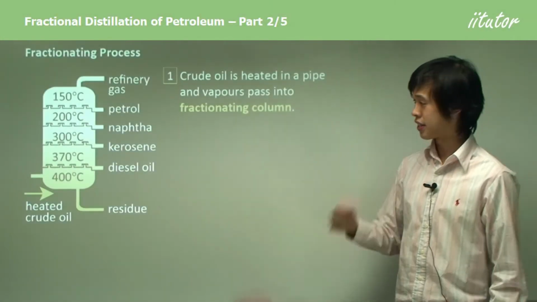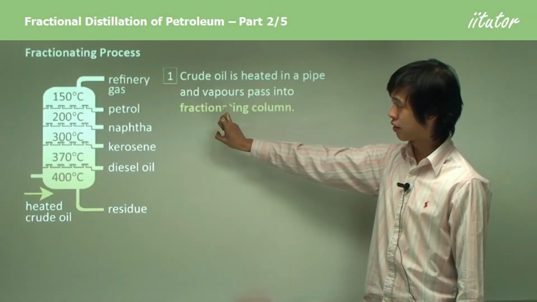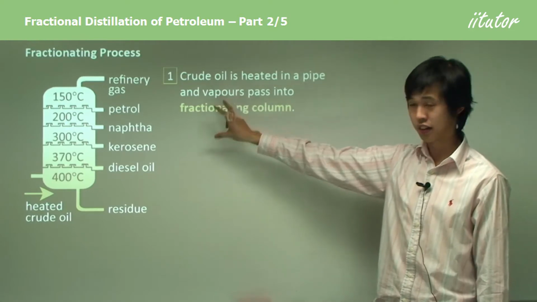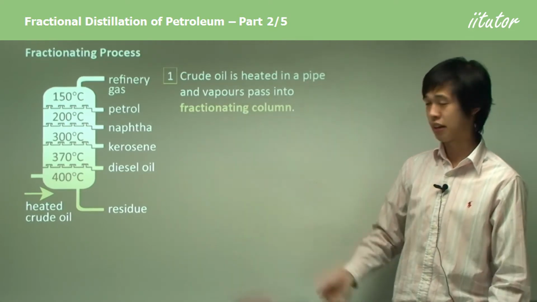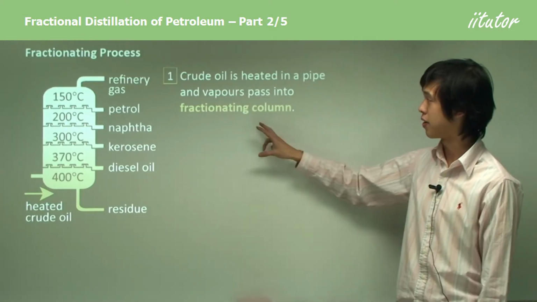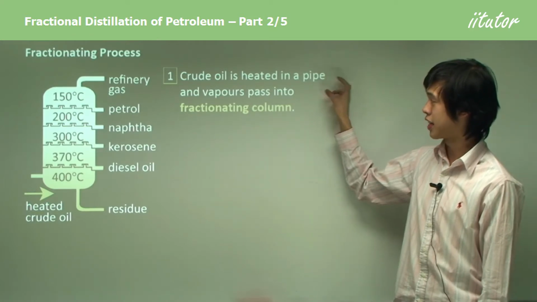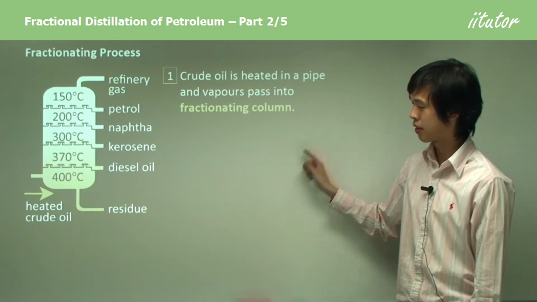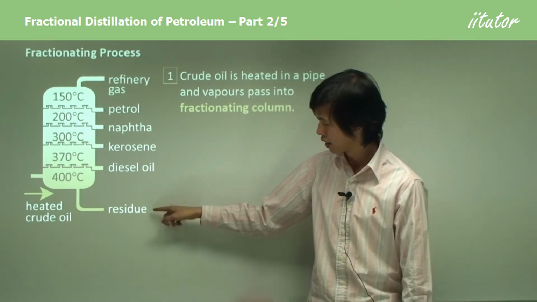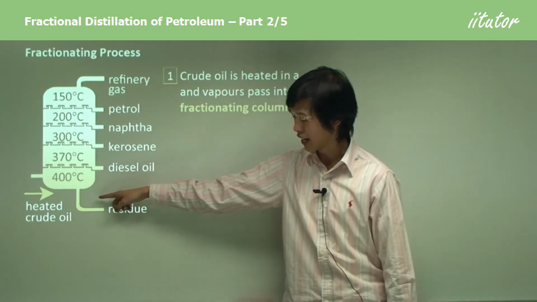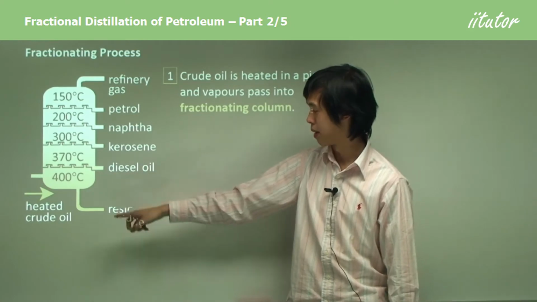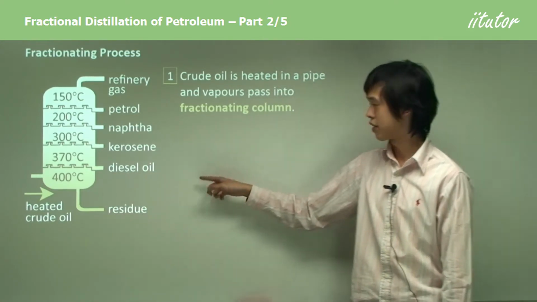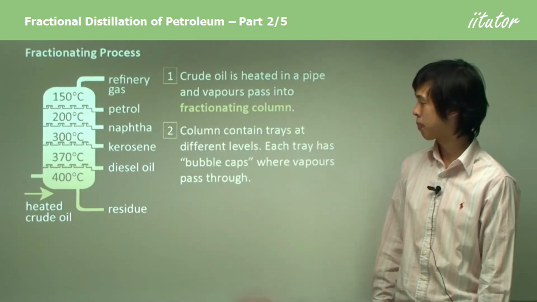So the actual process itself is, if we were to look over there, sort of a diagram of what happens, but we'll go through it step by step just so we can figure out what's going on. So first, the crude oil is heated in a pipe and the vapors pass into the fractionating column. As you can see here, the crude oil comes in and it's heated, and then any residue comes out the bottom. So we start by heating it, okay?